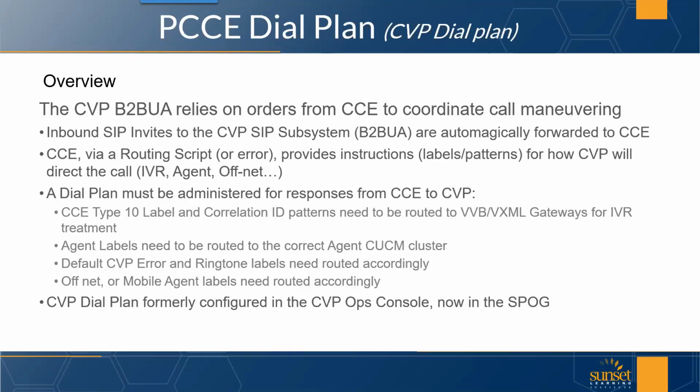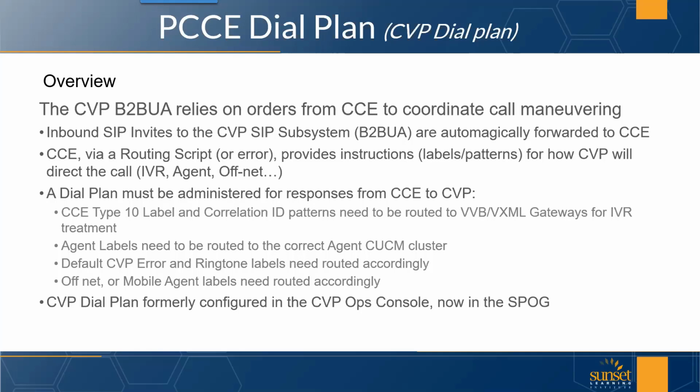Route responses then, which is where we're at now, are coming back in the form of labels to CVP, instructing CVP to move the call or to organize the call, maybe to a VRU or to an agent, depending on the label and depending on the instructions. The patterns or labels that are returned from ICM therefore need to be configured in CVP's dial plan. And therefore, from a CVP perspective, these patterns are considered as outbound patterns.